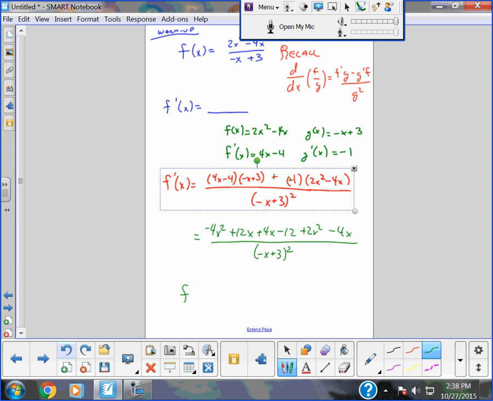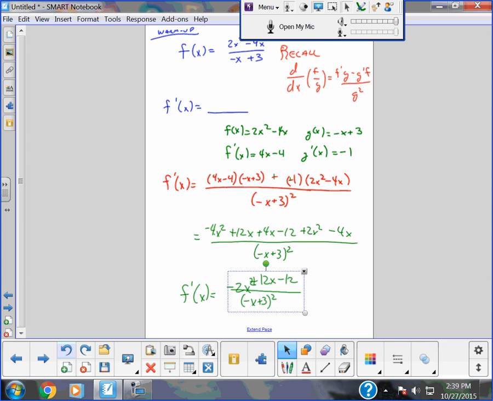So I get f prime of x equals negative 2x squared plus 12x minus 12 all over negative x plus 3 quantity squared. And I suppose I could try to pull a 2 out of there and see if it factors, but it doesn't from the looks of it, because I'm going to get 6 and 6. It's not going to factor. So I'm not even going to pull the big 2 out. Guys, that's the answer. All right, that is the answer.